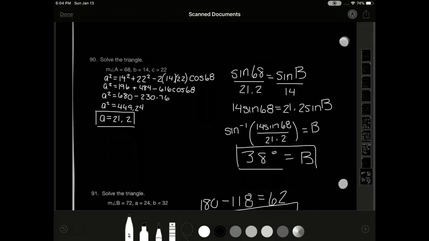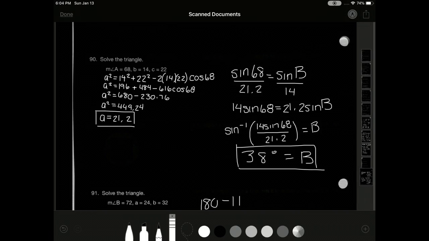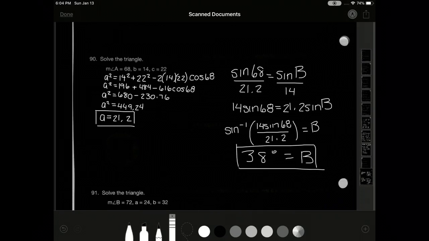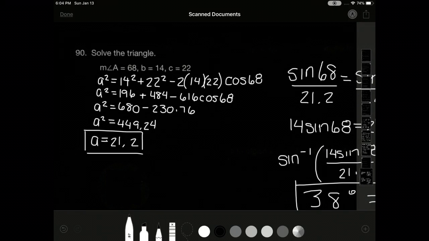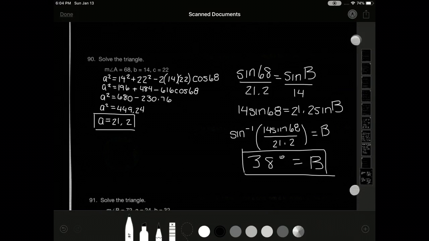And then the last step is the really easy one, because we can just take 180 for our angle here and do 180 minus 38 minus 68. Or we can just add 38 and 68 together first. Right? So 38 plus 68 gives you 106, and 180 minus 106 is going to be 74. So our last angle is going to be 74 degrees.